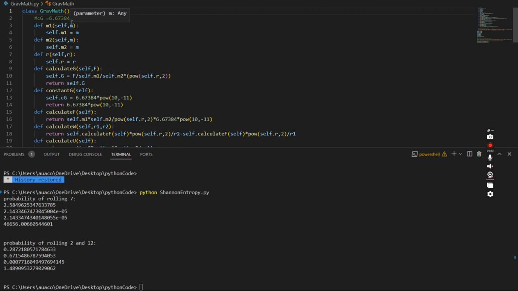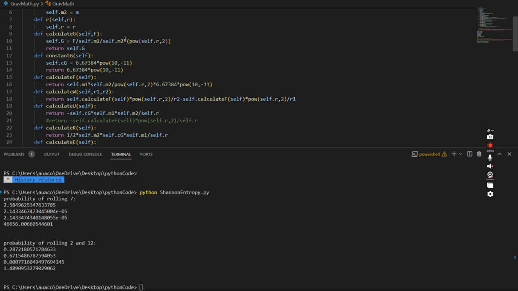And this constant is around 6.67384 times 10 to the negative 11th. We return this, and then calculate f in relation to this constant g. It'll be m1 times m2 over r to the second power. We can also calculate the work done, which is f times the distance. We can calculate u, which is the work times the r.